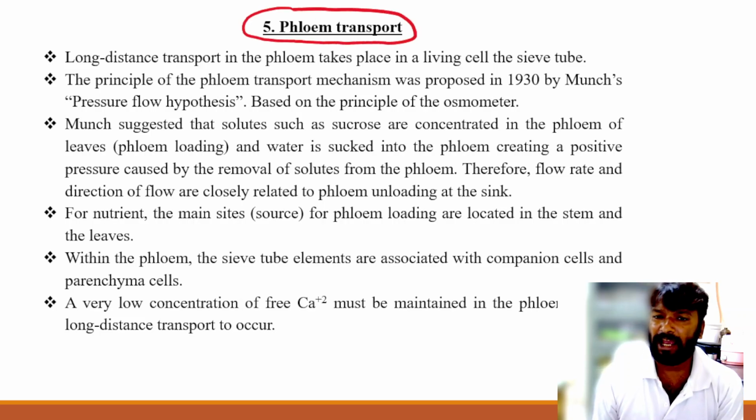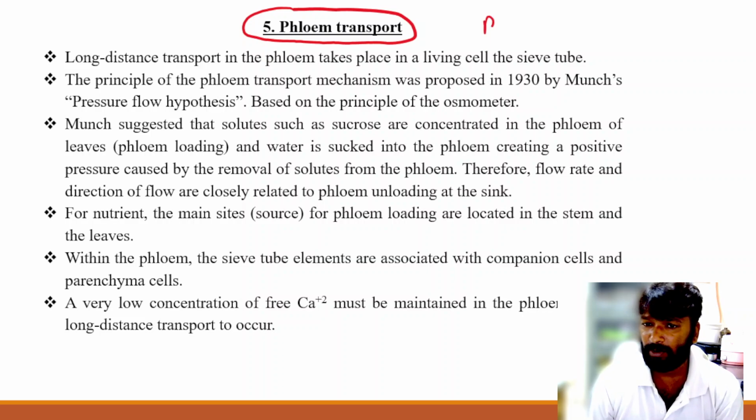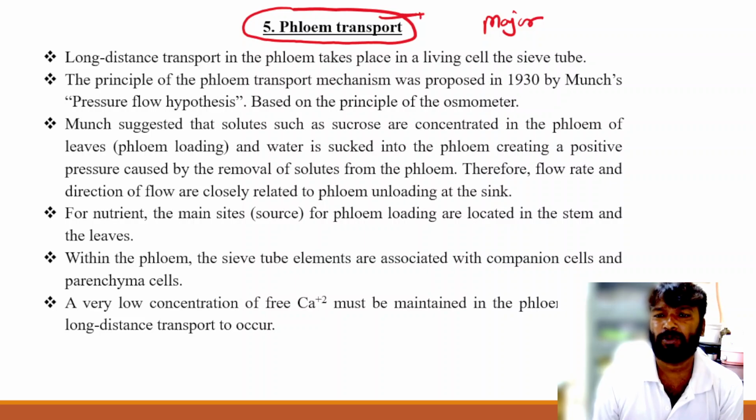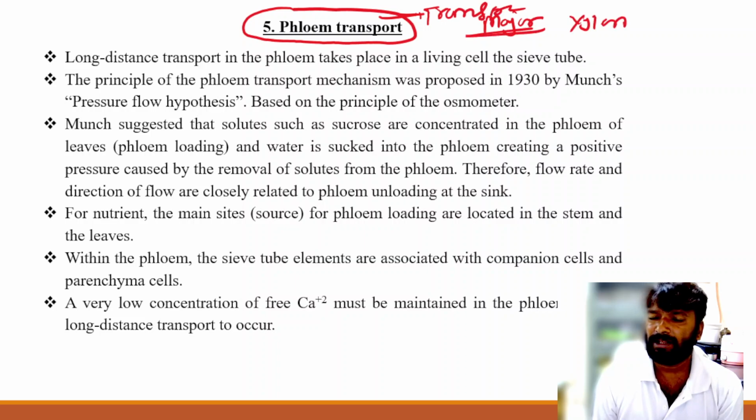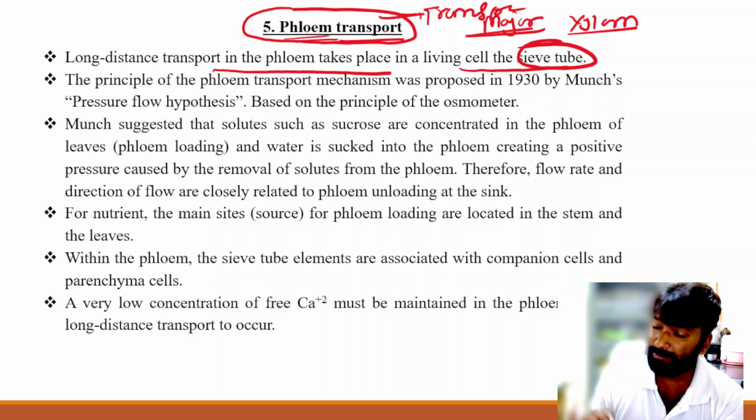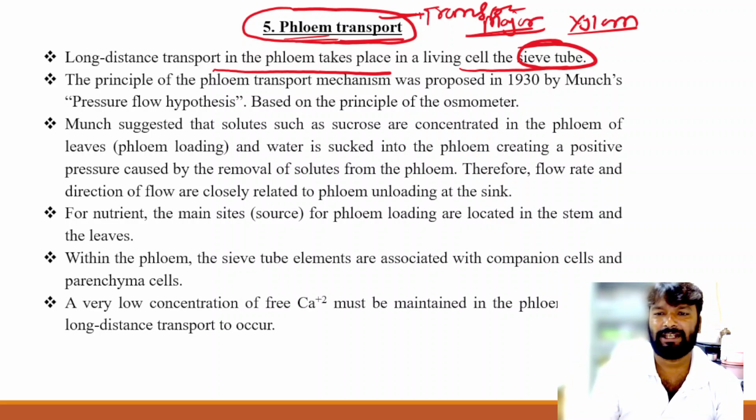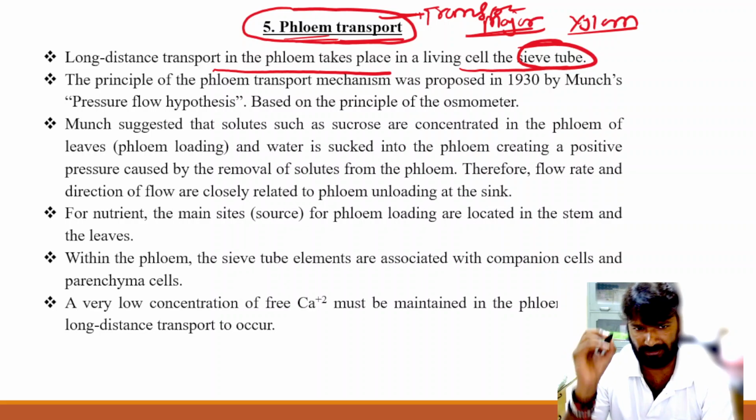Okay, so xylem transport is the major pathway of nutrient transport, but this phloem transport also is involved in the transport of nutrients. Okay, the major one is xylem, but this is also involved in nutrient transport. So long distance transport in the phloem takes place in a living cell. This is known as the sieve tube, already discussed. And in the xylem it is a non living cell, that is known as xylem vessels.